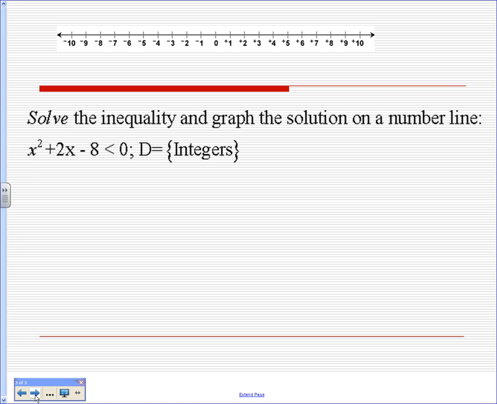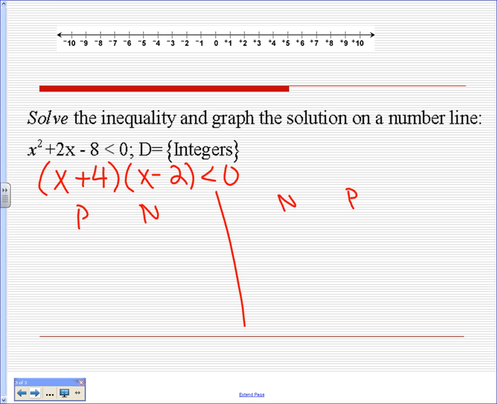All right, so let's look at another one. What are we going to have to do, Jamar? No, I was just asking, what would we need to do? Oh, factor. How would it factor? Do you agree with him? Yes, no, maybe so? Okay, what's the next step? Use N and P for negative and positive.